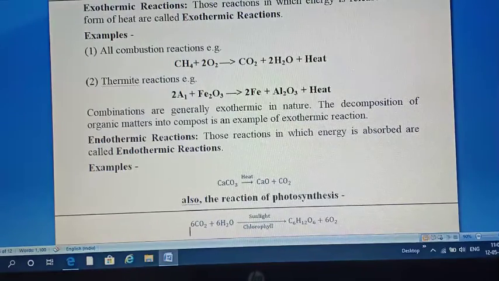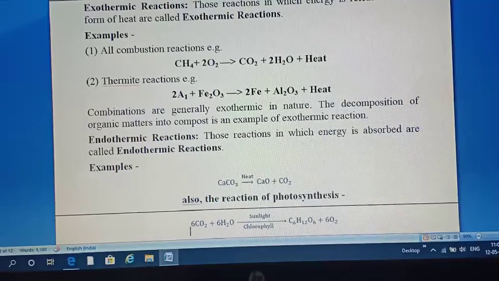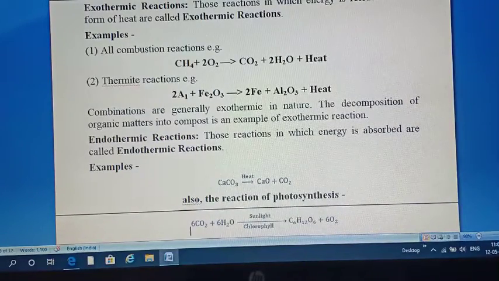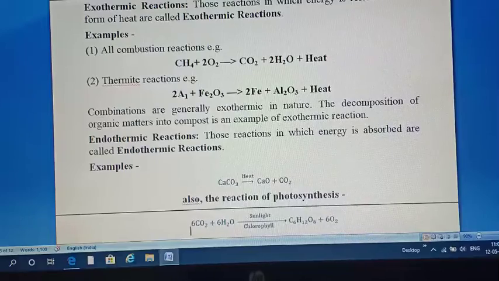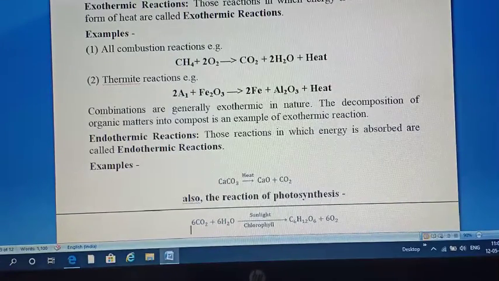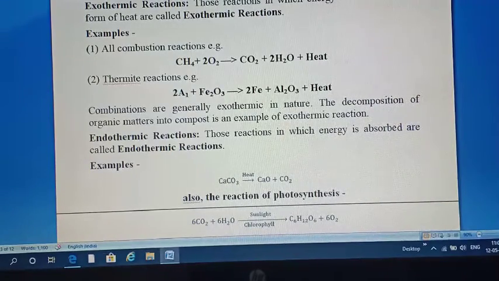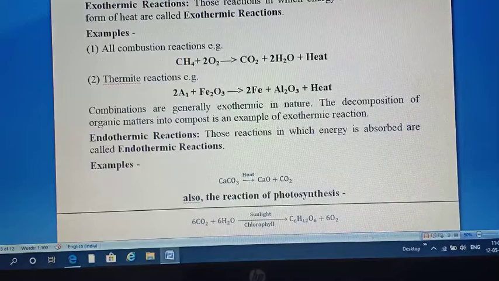Here a question may be asked: write down the thermite reaction. What is the thermite reaction, and give an example of it. Then you have to write down this example. Now the next, endothermic reaction: a reaction in which energy is absorbed is known as an endothermic reaction.